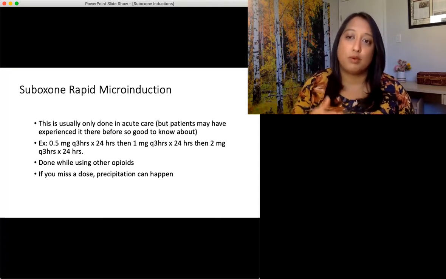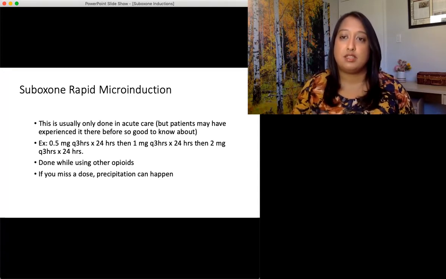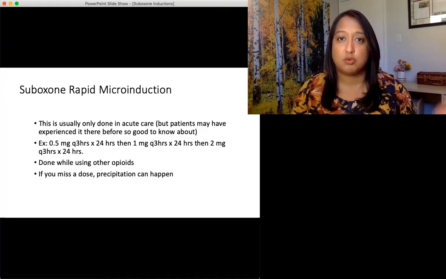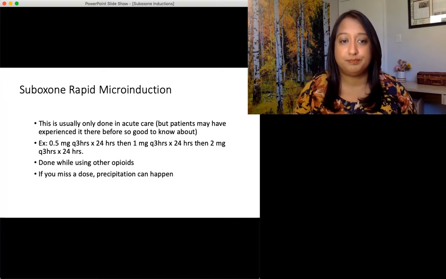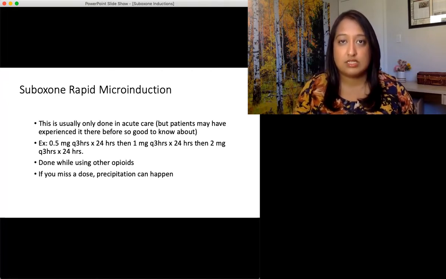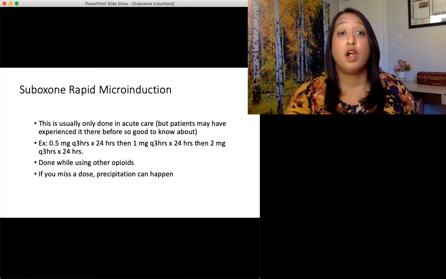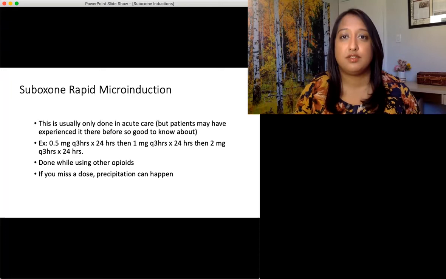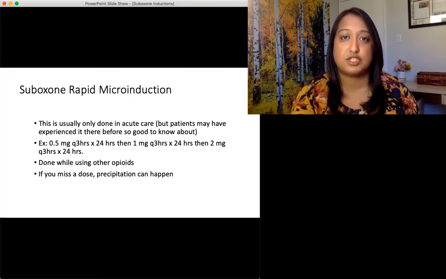So it's the same concept of sneaking in those doses. You're just doing it more regularly, and you're doing it in a setting where if you do cause precipitated withdrawal, you can manage it right away by treating that precipitated withdrawal with acute opioids. Of course, this is done while using other opioids. I typically only do this in acute care. There are other ways to do Suboxone rapid microinductions as well. Just like with anything, there's a lot of different ways to do this. That was just one example.